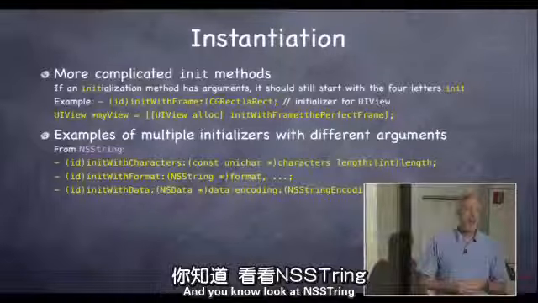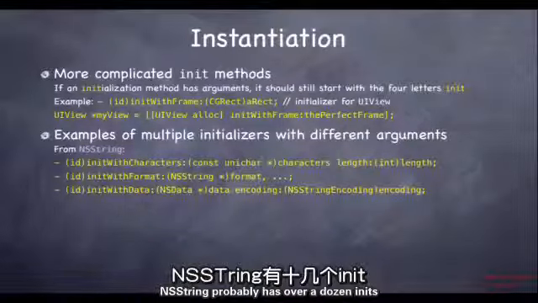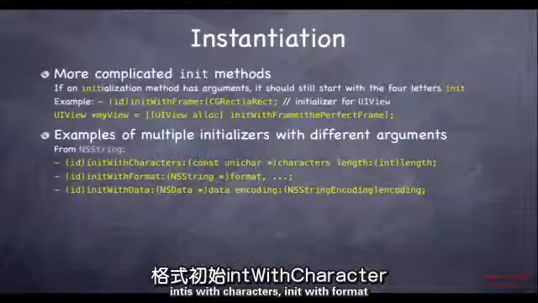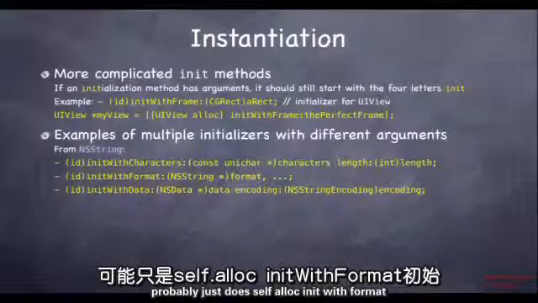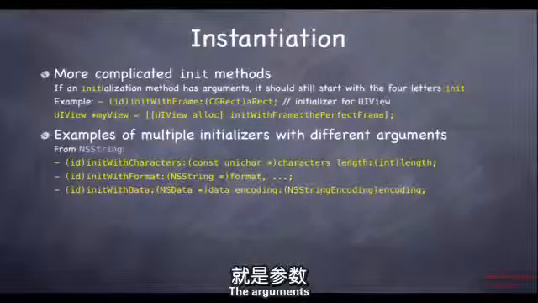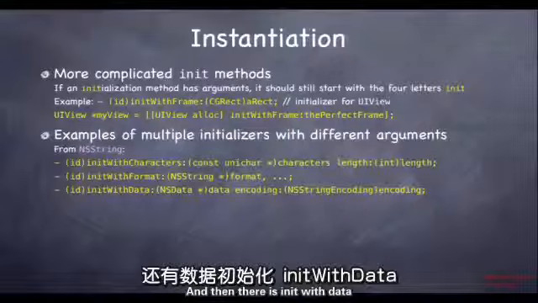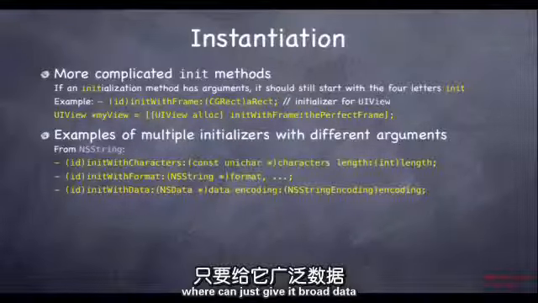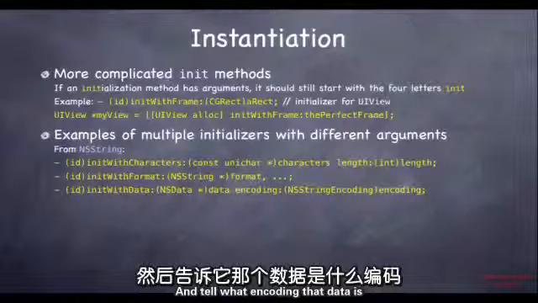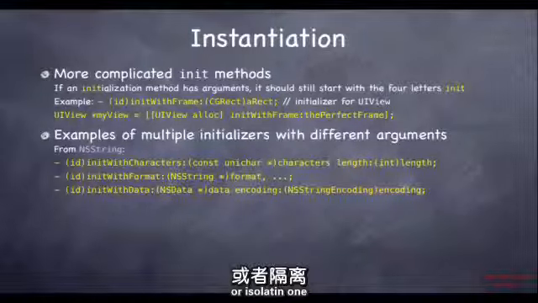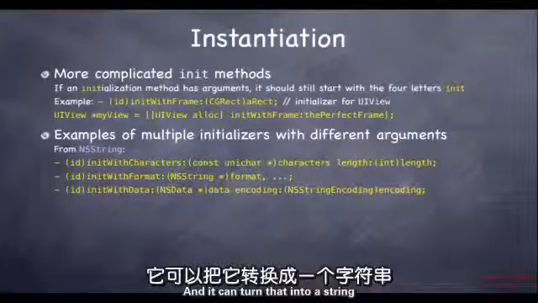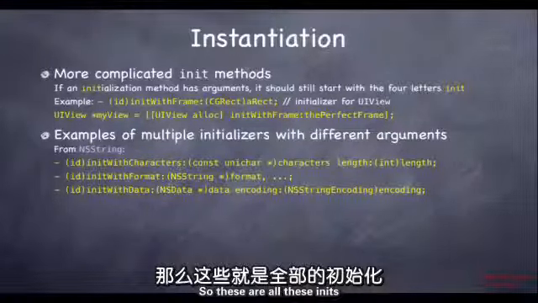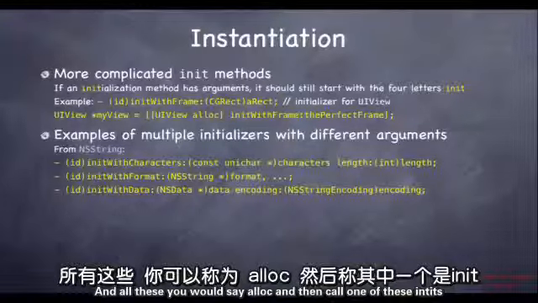And, you know, look at NSString. NSString probably has over a dozen inits. Init with characters, init with format. The method string with format probably just does self alloc init with format, the arguments, okay? And then there's init with data, where you can just give it raw data and tell it what encoding that data is, like ASCII or ISO-Latin1 or Shift-JIS or Unicode or something, and it can turn that into a string. Okay, so these are all just inits, and all of these you would say alloc and then call one of these inits.